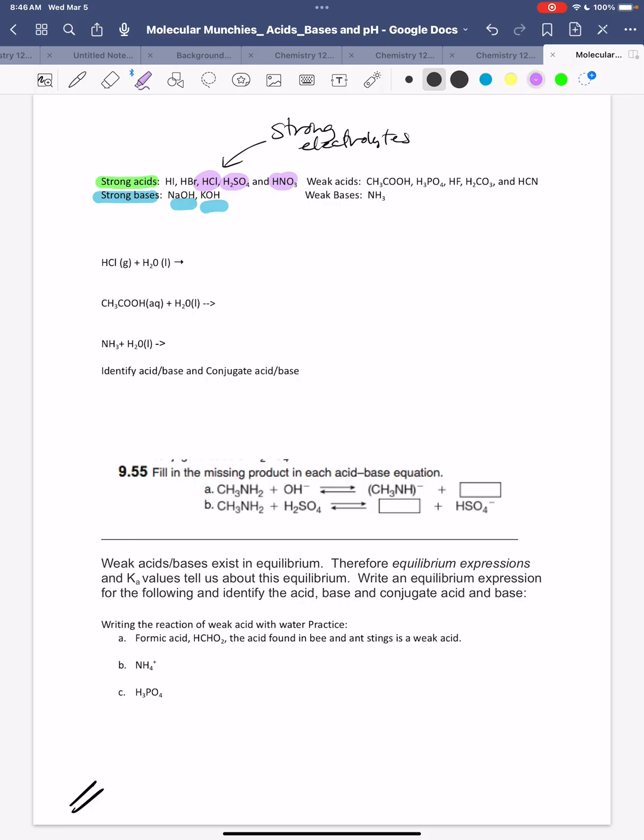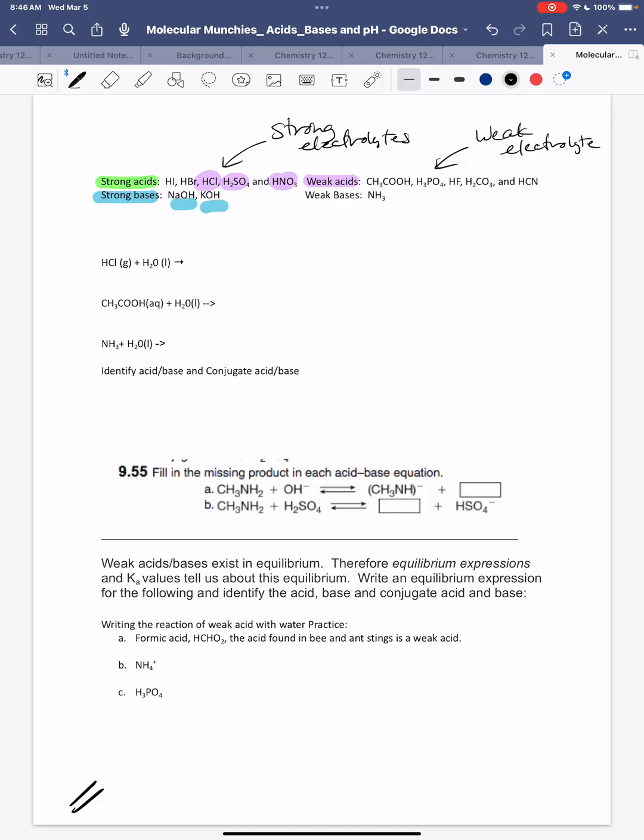When you go to look at weak acids, again, this is just a weak electrolyte. So both of these are the same idea. They ionize, but they don't ionize very well. Their equilibrium favors the reactant side. The products are there, but they're not as many as the reactants.